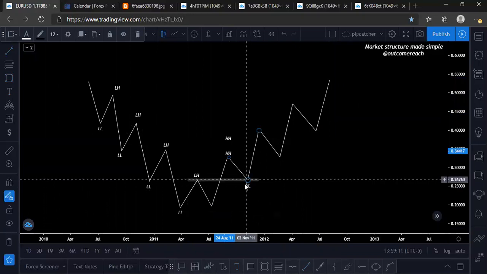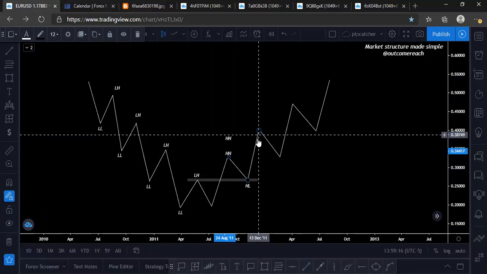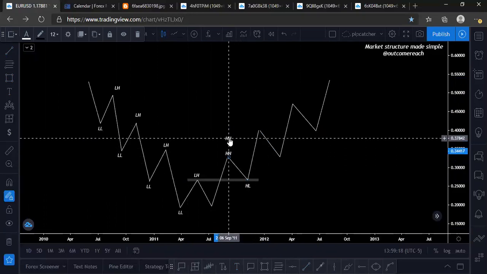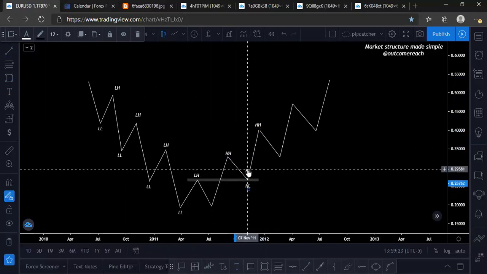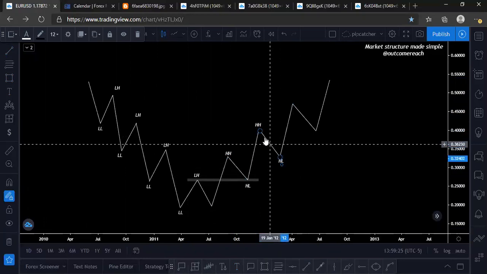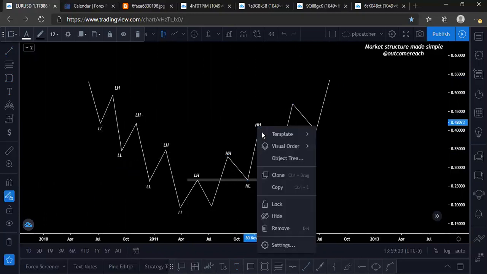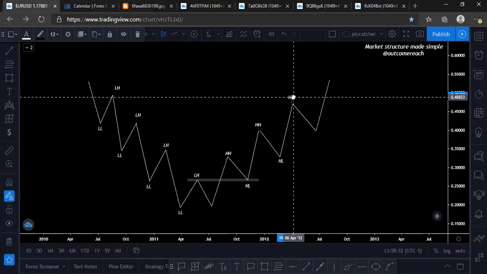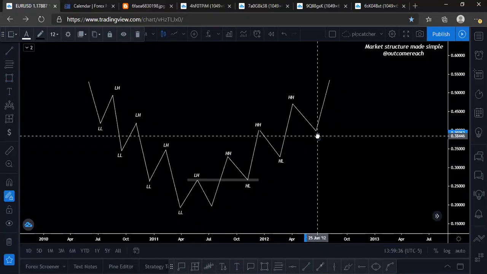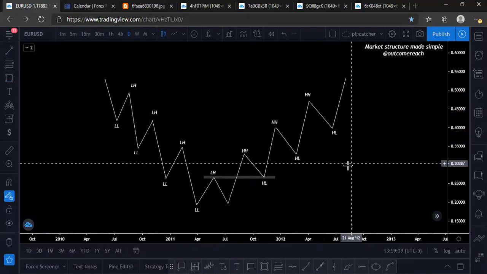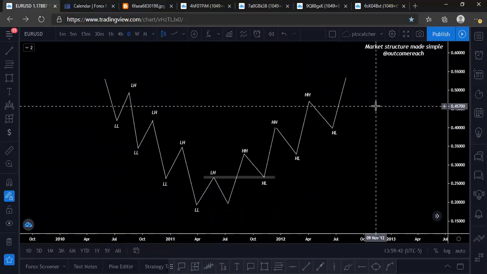So your pullbacks will be higher lows. Market will break structure, create a higher high, and retest. Structure will test structure and create a higher low, and then another higher high, and then another higher low. So let's go look at this on the charts.